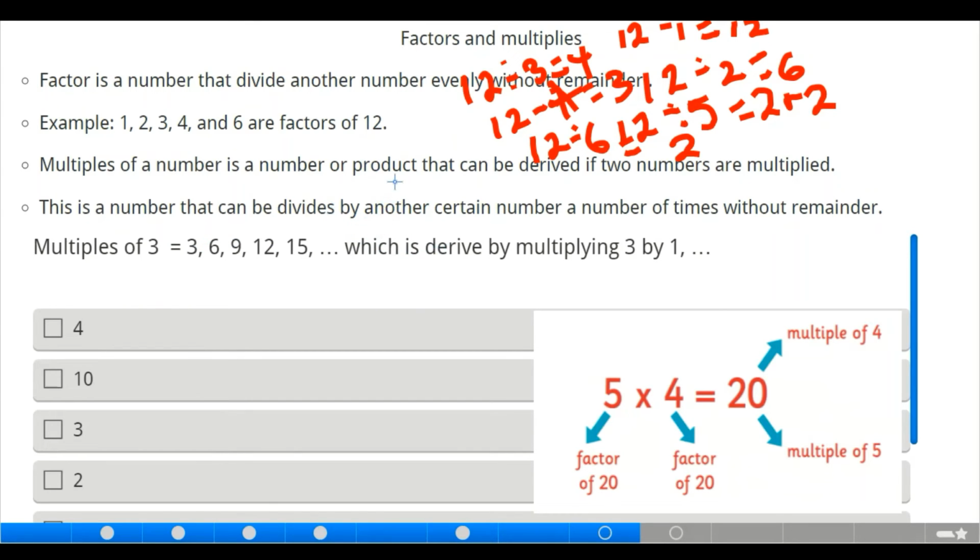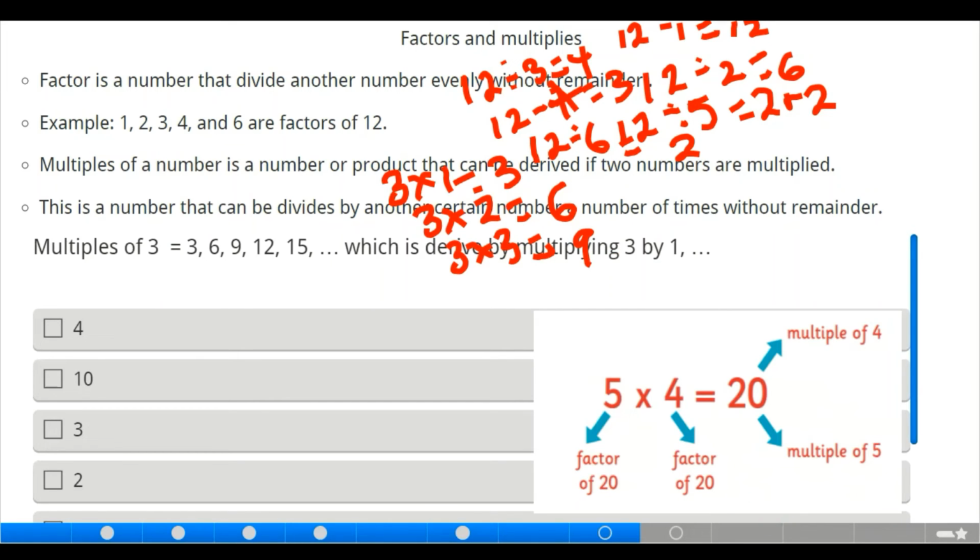So let's look at it. If you have 3 multiplied by 1, that will give us what? 3. So a multiple of 3 we have is 3. Then we have 3 multiplied by 2. So 3 can multiply 2 to give us another value, which is 6. Another multiple that we can have is 3 multiplied by 3. What is 3 multiplied by 3? It will give us 9. So those are examples of multiple values.